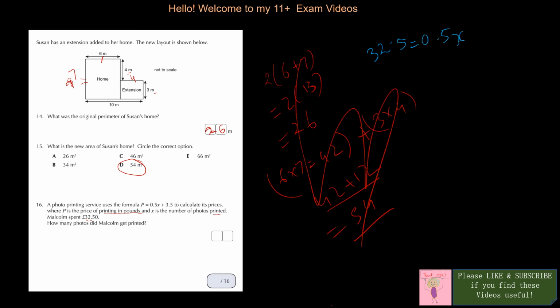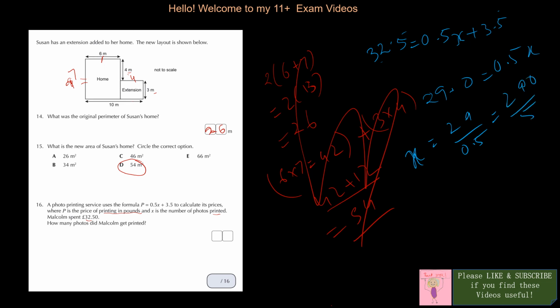0.5x plus 3.5. So 32.5 minus 3.5 is 29. Equal to, so x is 29 divided by 0.5, that is 290 divided by 5, that is 58. 5 times 5 is 25, and 4 is 29, 58. So your answer is 58.